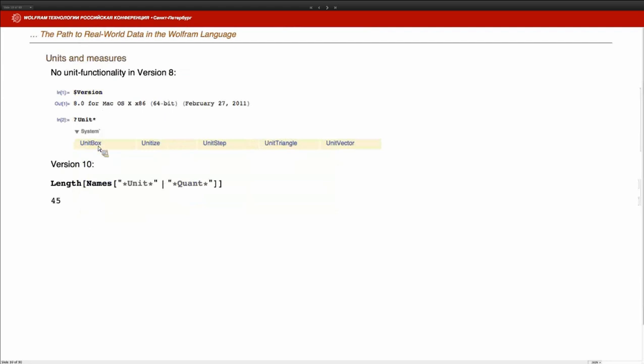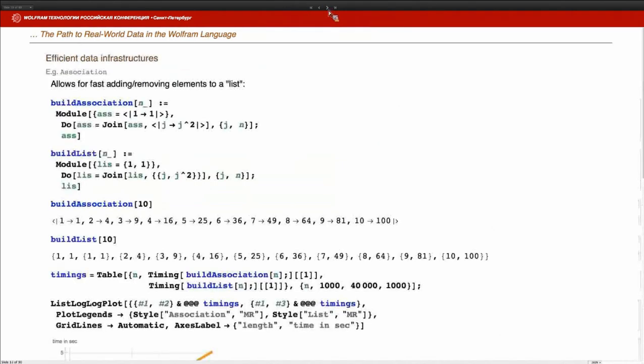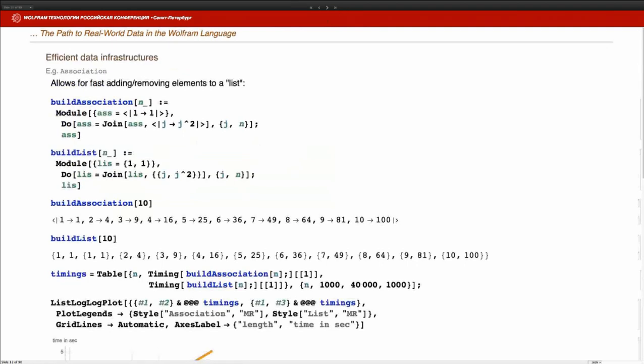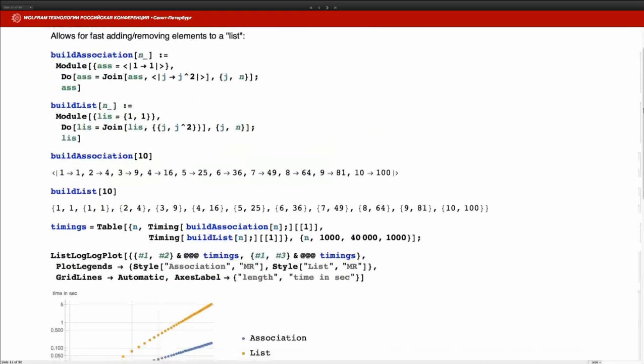Units and measures: up to version 8 we didn't have anything. Everything that started with Unit had nothing to do with units and measures. Today we have 45 functions, including around 30 that really deal with units. And even data structures had to be added to the Wolfram Language to really deal efficiently with the real world. The most important are probably Association and Dataset. I don't want to go long into it.